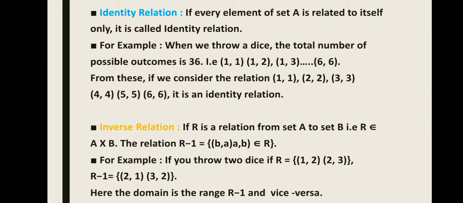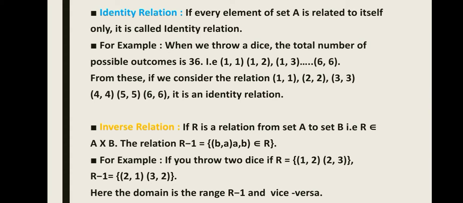Identity relation. If every element of set A is related to itself only, it is called an identity relation. For example, when we throw dice, the total number of possible outcomes is 36. From these, if we consider the relation {(1,1), (2,2), (3,3), (4,4), (5,5), (6,6)}, it is an identity relation.